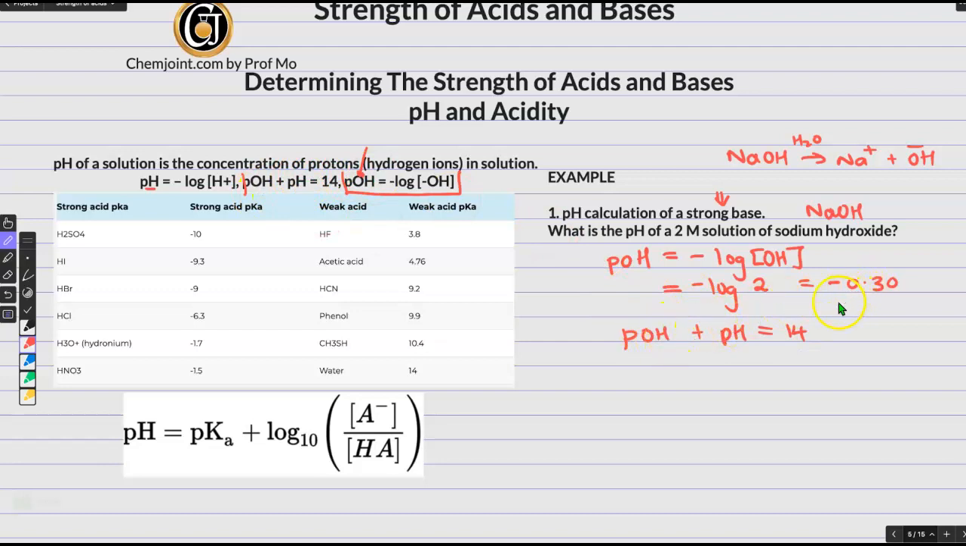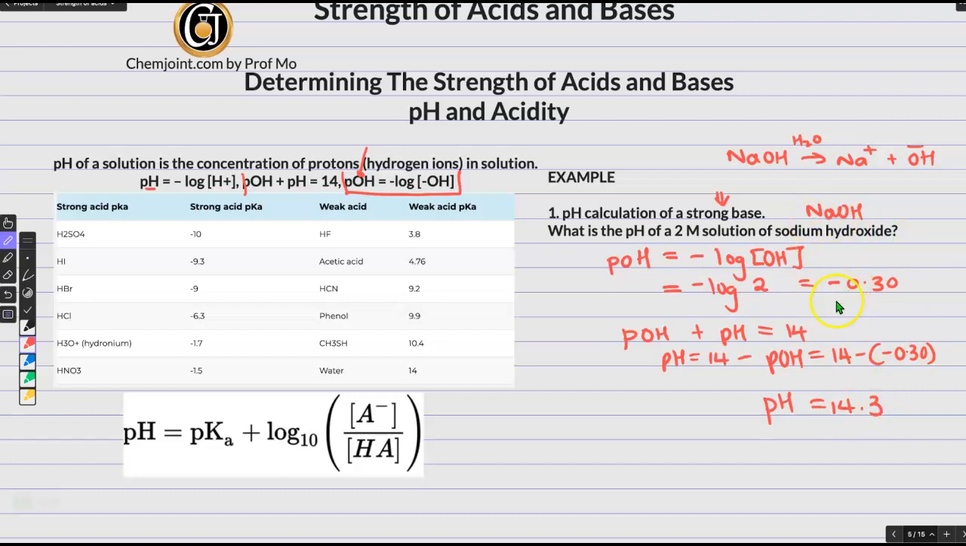But we are given the pOH as the answer here, so we'll say that to find pH, it's going to be 14 minus pOH, which will be 14 minus 0.3, which is 14.3. Quite basic. The pH of a 2 molar solution of sodium hydroxide is 14.3.